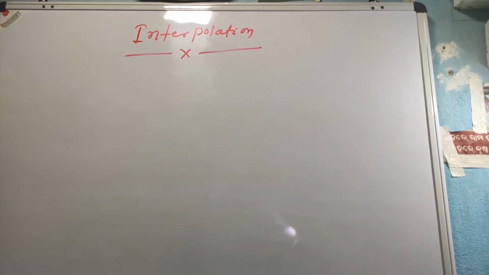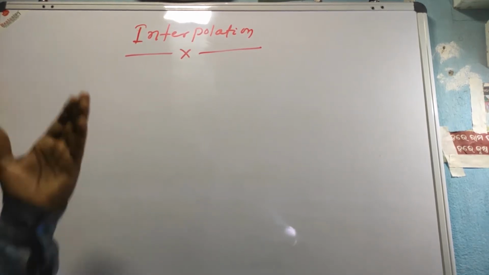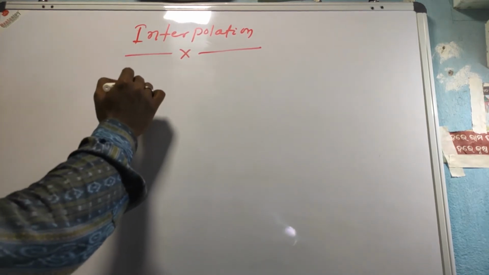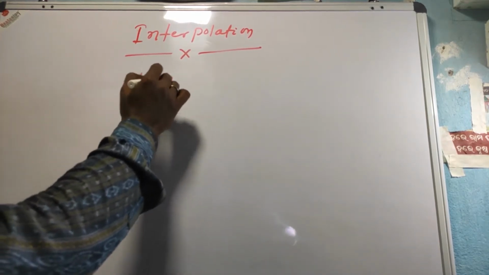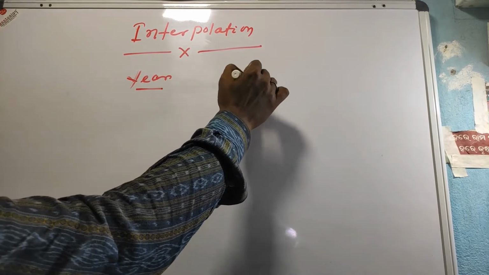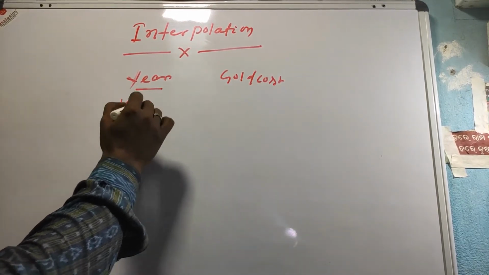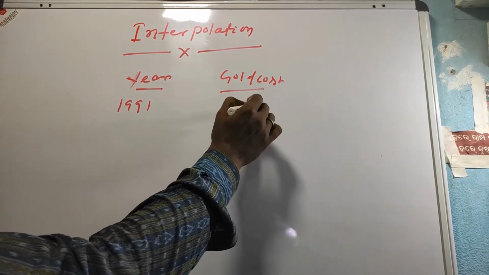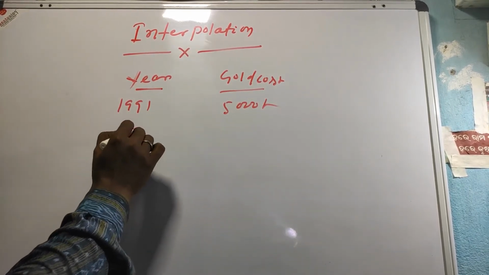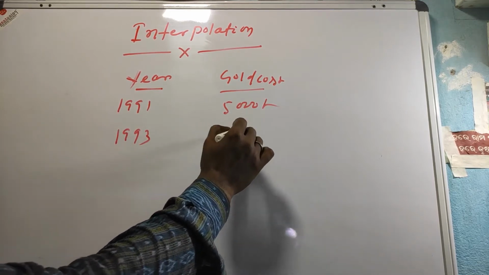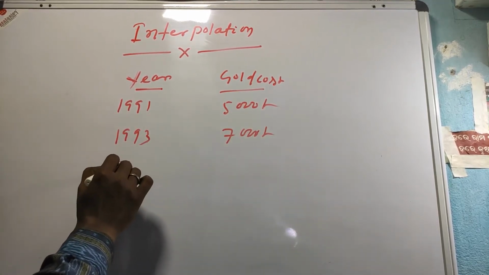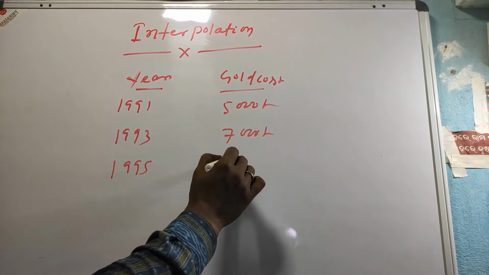All my students, the topic is interpolation. This is a mathematical paper. What is interpolation? Interpolation means, suppose I give the example: suppose I give the year and gold cost. Suppose in the year 1991 the gold cost is 5,000 rupees, in 1993 the gold cost is 7,000 rupees, and in 1995 the gold cost is 10,000 rupees.